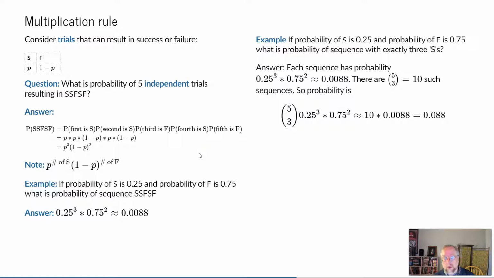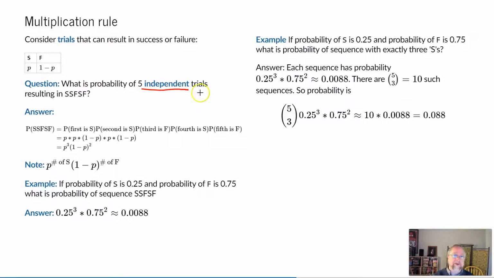Okay, now we're working our way up to this binomial distribution. So I want to think about the multiplication rule, and I want to think about it in terms of a sequence of independent trials. So a trial can result in success or failure. So for example, maybe I want a 1 when I roll a die, and if I get anything else, it's a failure, and if I get a 1, it's a success. Or maybe I flip a coin, and I'm looking for heads. So getting a head would be success, getting tails would be fail, right?